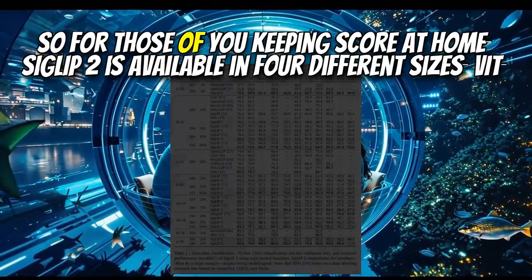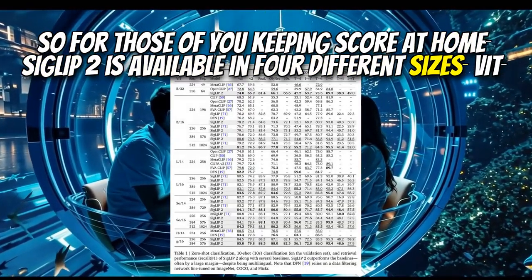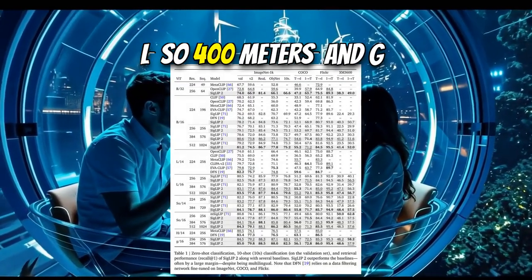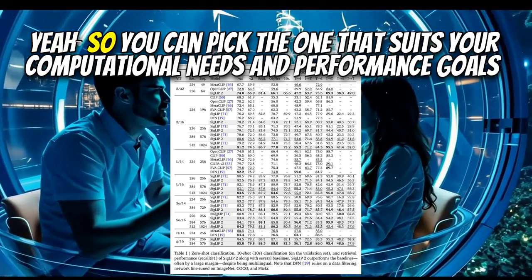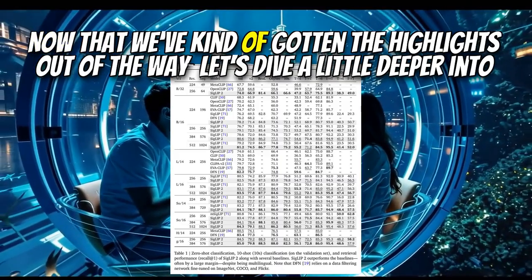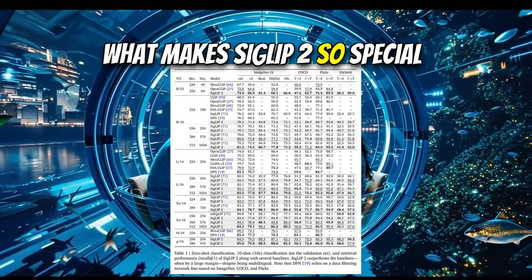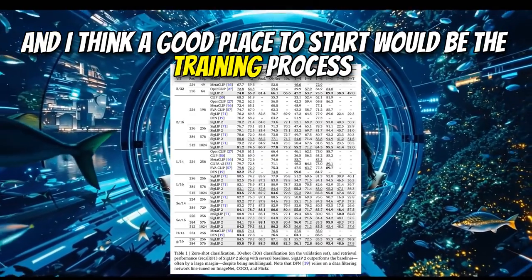Okay. So for those of you keeping score at home, SigLIP 2 is available in 4 different sizes: ViT-B, L, So400m, and g. Yeah, so you can pick the one that suits your computational needs and performance goals. All right, now that we've gotten the highlights out of the way, let's dive a little deeper into what makes SigLIP 2 so special, and I think a good place to start would be the training process.